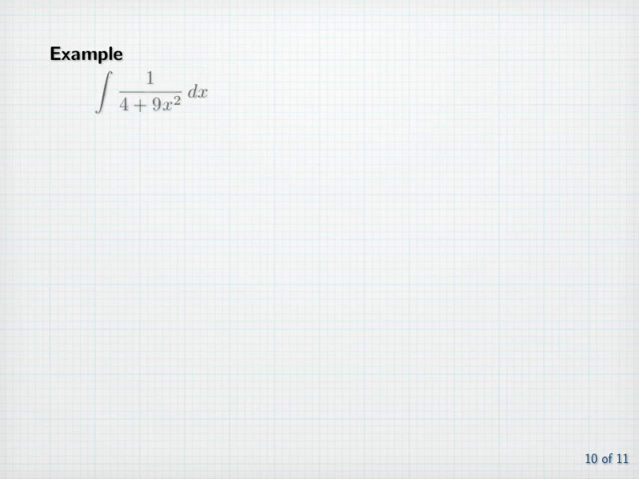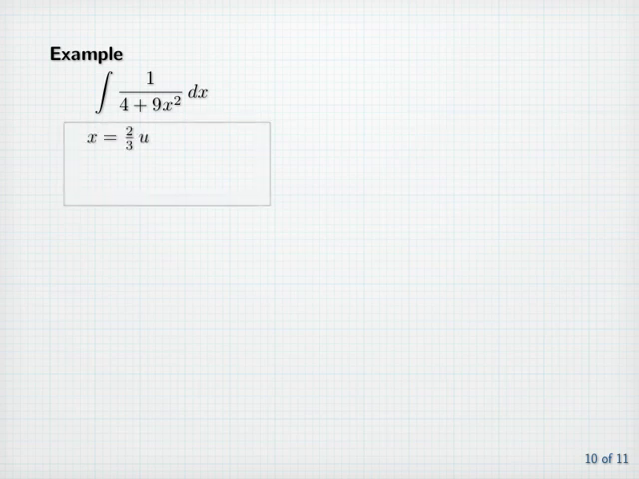Another example. Let's find the indefinite integral of 1 over 4 plus 9x squared dx. Now notice that the integrand here is similar to 1 over 1 plus u squared, which leads to the inverse tangent of u. Again, we're going to make a substitution. Let's let x equal 2/3 of u.